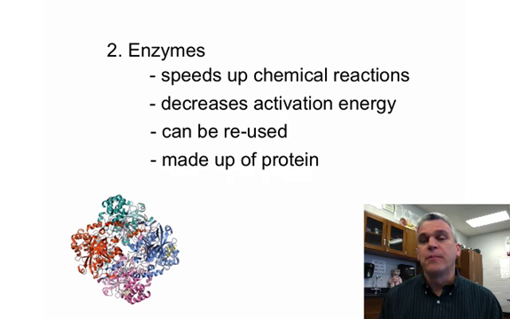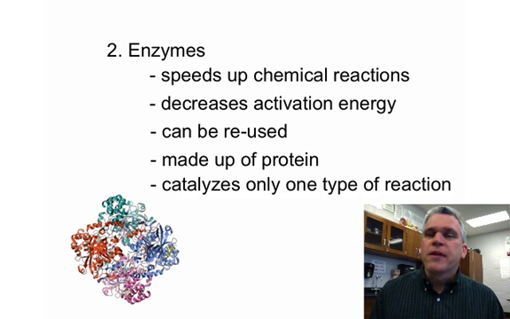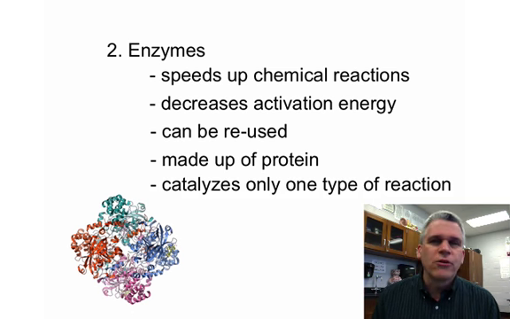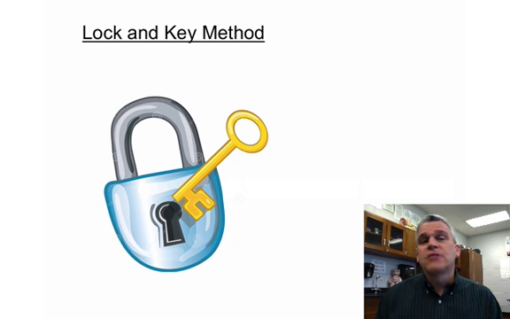Most of these enzymes are made up of proteins. The thing about these enzymes, though, is they can only catalyze one type of reaction. So one enzyme can't do all the different reactions that we need. We need a different enzyme for each different reaction. And in a human, that's roughly around 2,600 different enzymes to catalyze all the different types of reactions that are going on. Scientists often refer to this as the lock and key method.